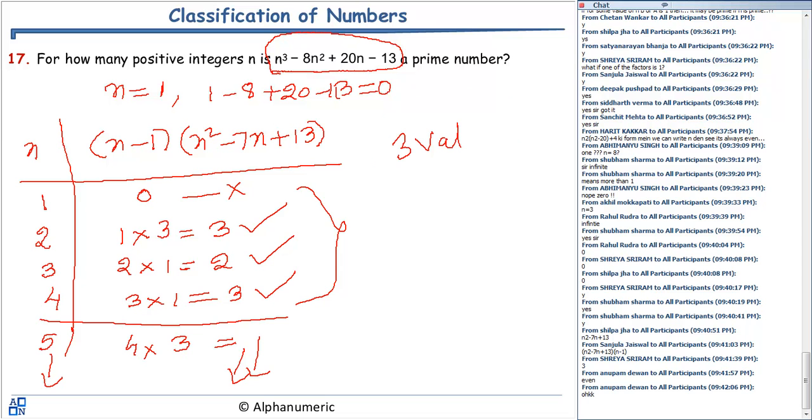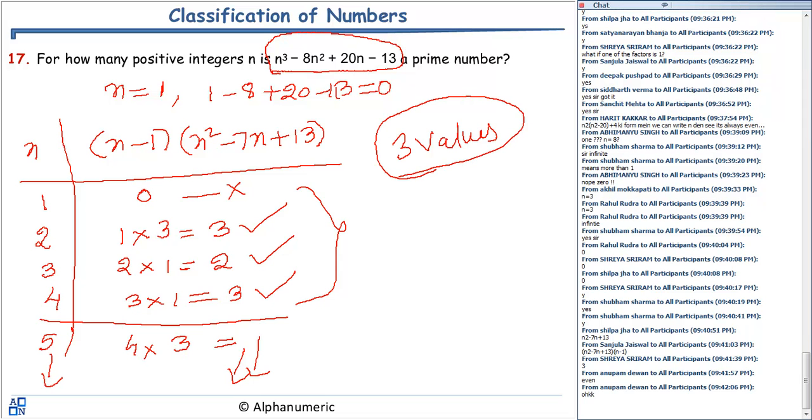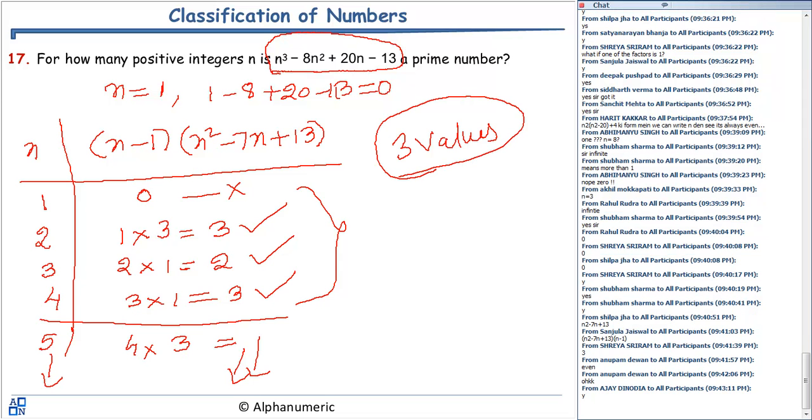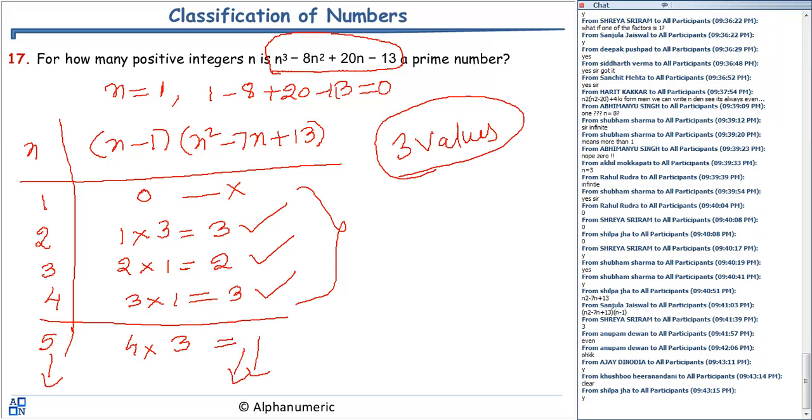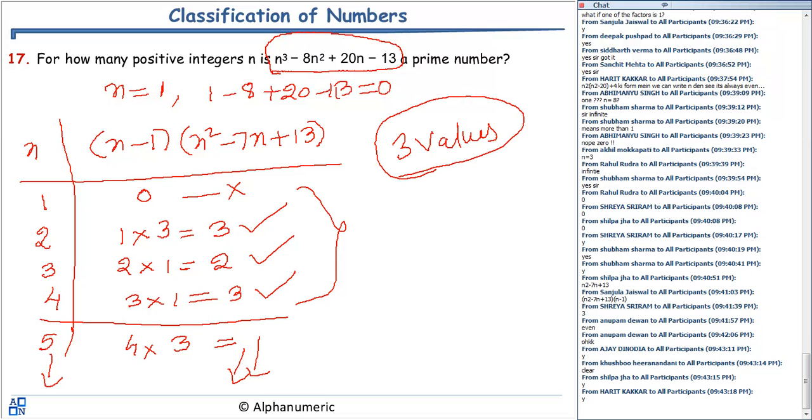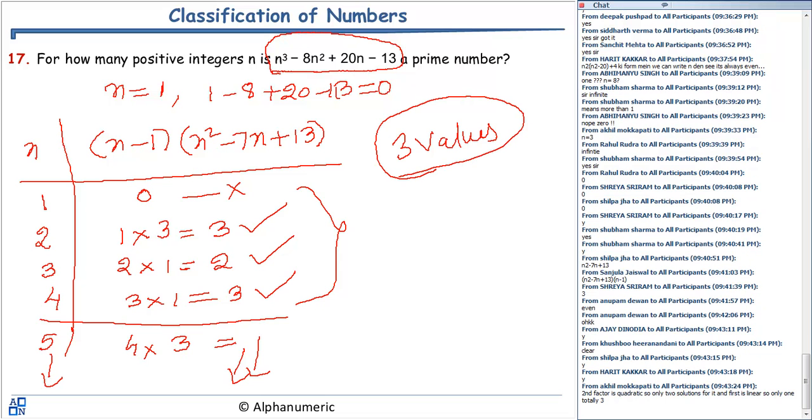Is it clear to all of you? For n equal to 2, n equal to 3 and n equal to 4, this number is a prime number. And after that, it will always be a composite number. Okay, great if it is clear. So, can we move to the next question?